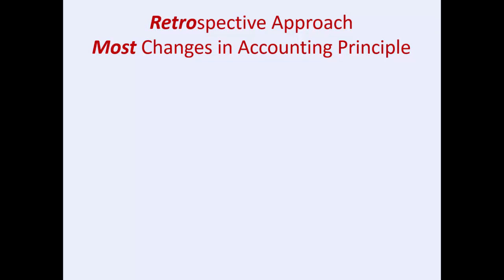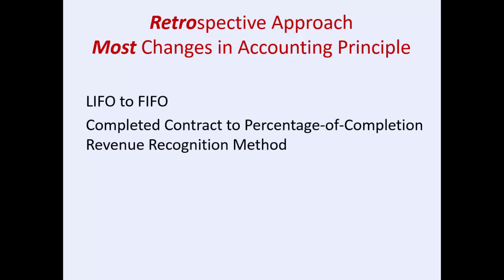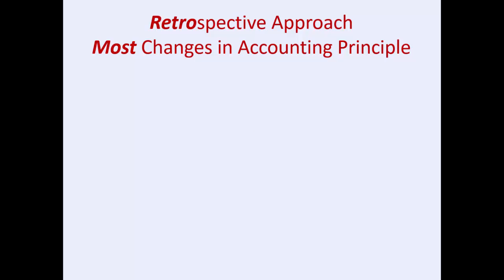So for the retrospective approach, most changes in accounting principle. That would be if you go from a change in inventory costing method, LIFO to FIFO, or the completed contract to the percentage of completion method. Those are different revenue recognition methods studied in the revenue recognition chapter. If you make a change from US GAAP to IFRS, you've got to explain why, and you've got to make a retrospective change.